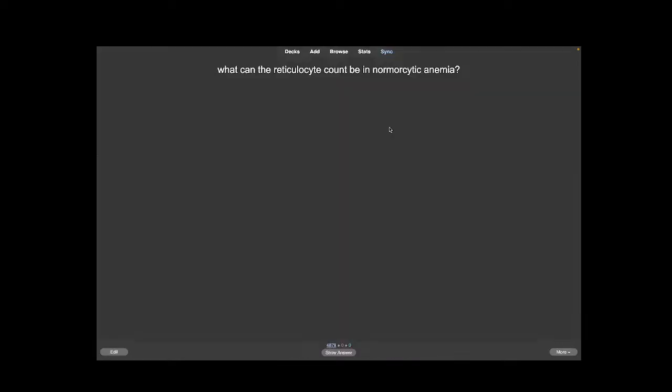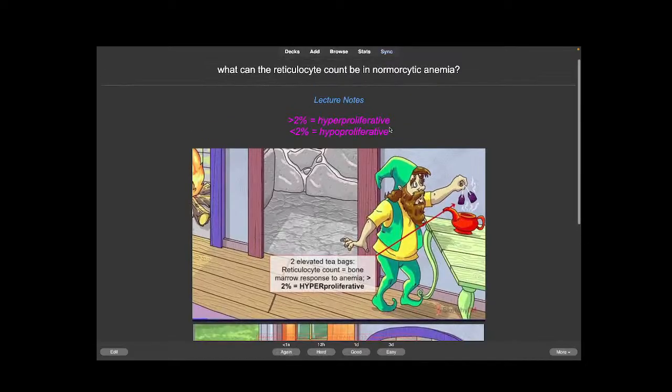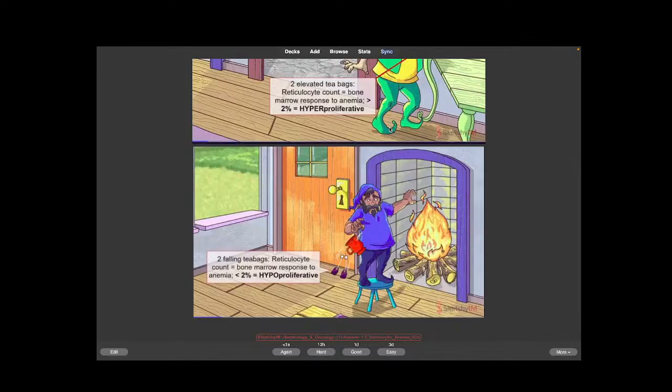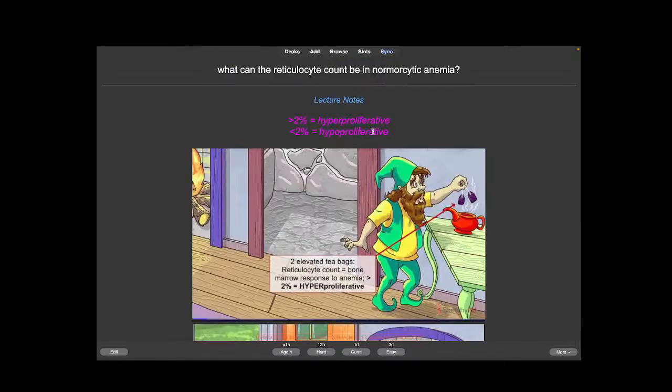What can the reticulocyte count be in normocytic anemia? It depends. 2% is the cutoff. More than that is hyperproliferative, less than that is hypoproliferative. So this is probably how we should have answered it.